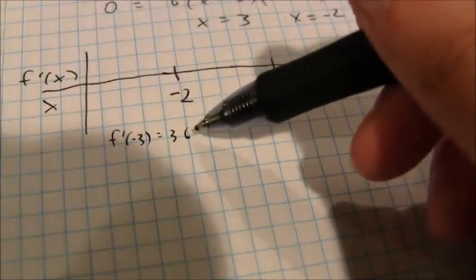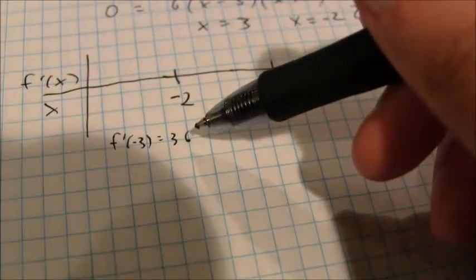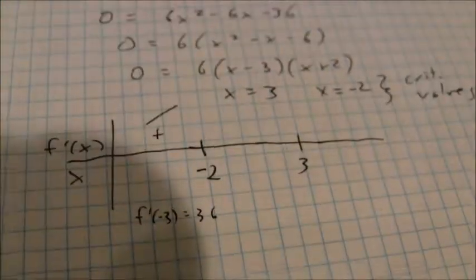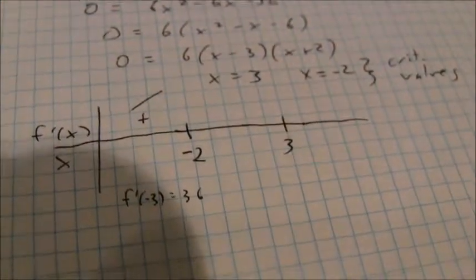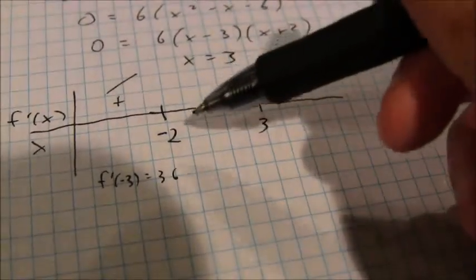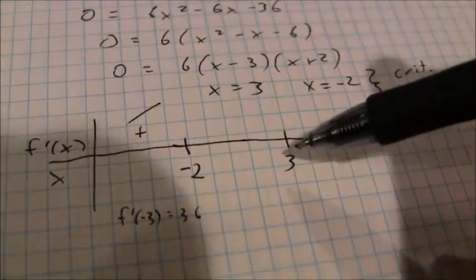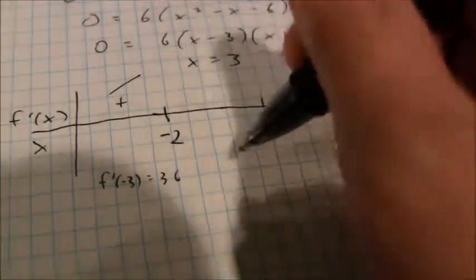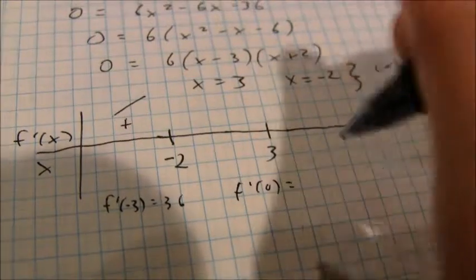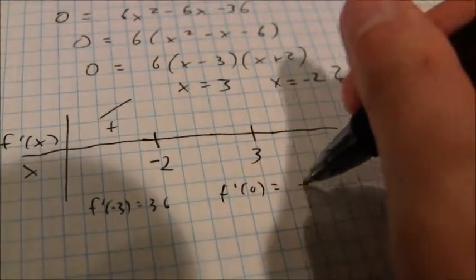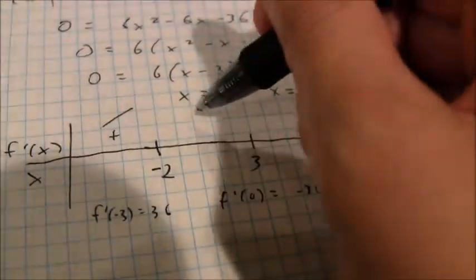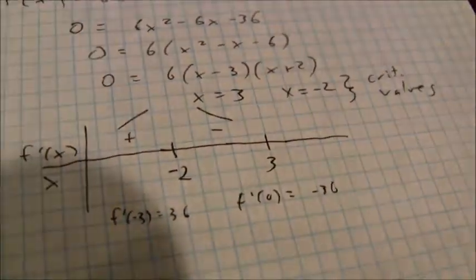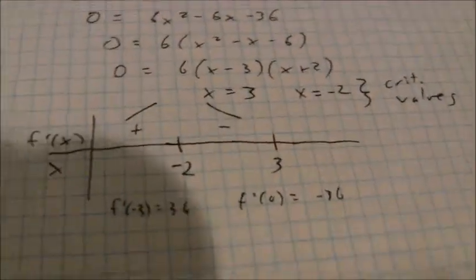Anyway, the point here is it's a very steep slope. That's a positive slope. Really all I care about is the fact that the slope is positive, and you can draw a little line showing that the graph is going to be increasing there. I can pick a value between negative 2 and 3 and find the derivative there. 0 is between negative 2 and 3. F prime of 0 is equal to negative 36. That's negative. So the graph is going to be going downhill between negative 2 and 3.